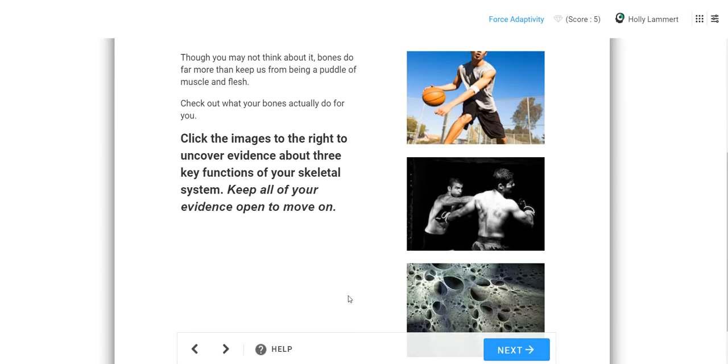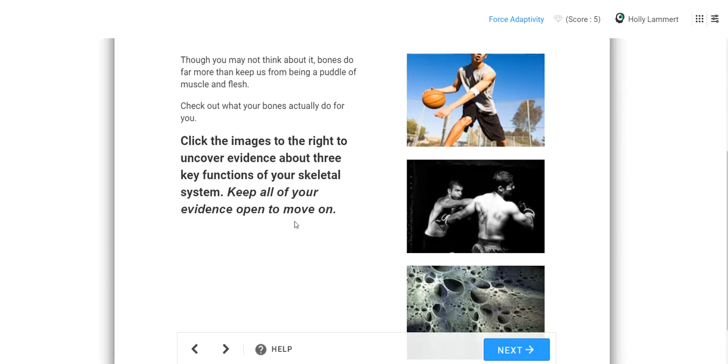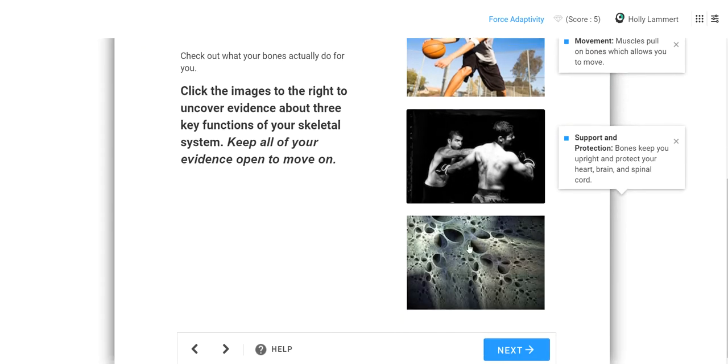Okay, though you might not think about it, bones do far more than just keep us from being a puddle of muscle and flesh. Check out what your bones actually do for you. Okay, movement, support and protection, and storage. They store crucial minerals your body needs to function. Go ahead and write those down in your notes.